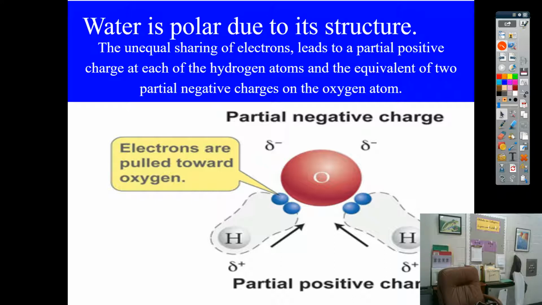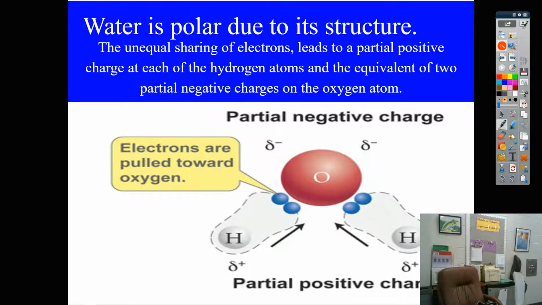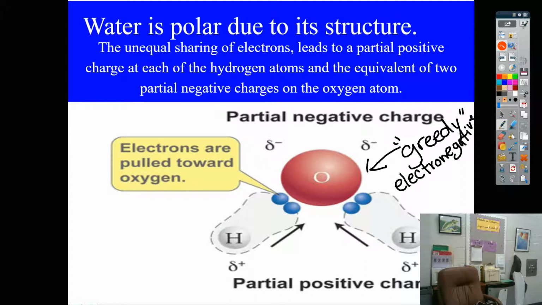And this is just kind of going through the stuff we've already talked about, showing you pictures. But it is polar because there's an unequal sharing. Oxygen's greedy. The real term for that is electronegative. In case you see that somewhere.